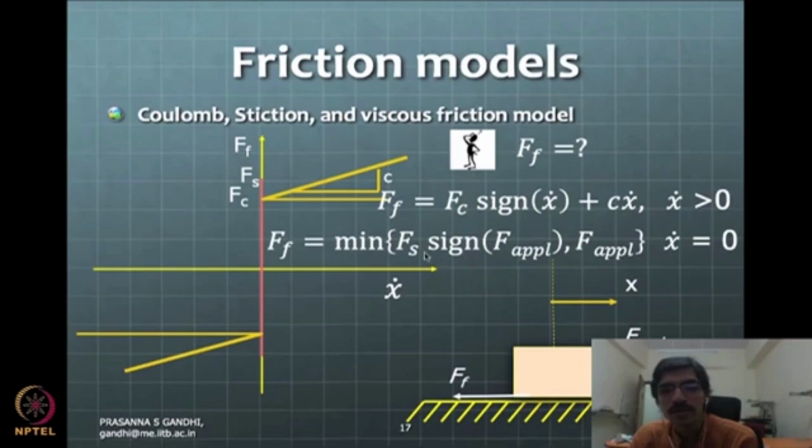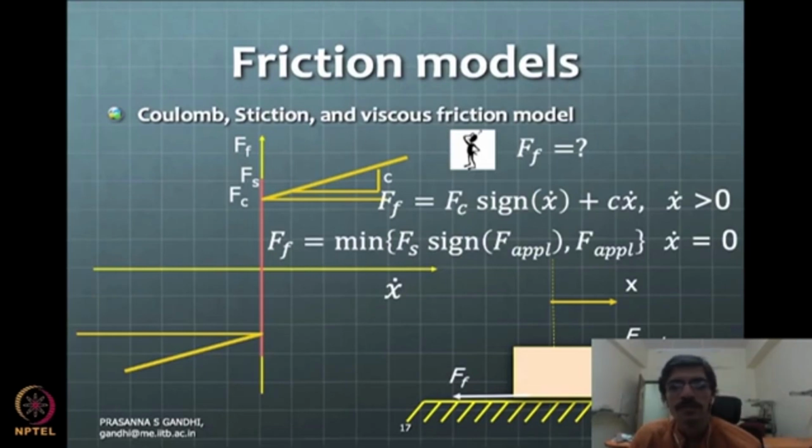Till the time F applied becomes equal to Fs, F applied is what is going to be the friction force. Once F applied becomes equal to Fs, this friction force will reach its limit value, and things will start moving. Once the motion happens, you switch from this condition to this condition, and the friction value suddenly comes down to Fc. So that is how this would be represented in the model form.